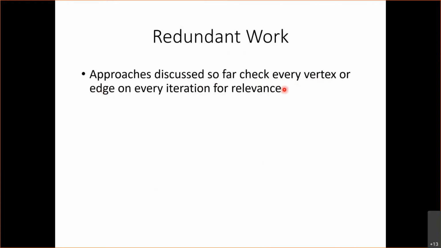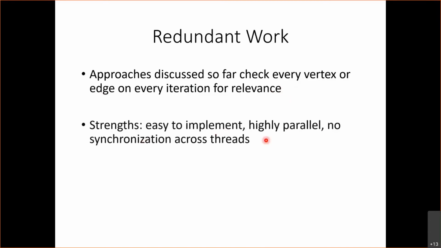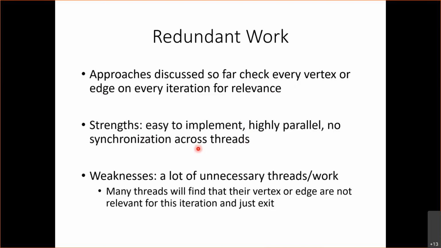The advantage of this is that it's easy to implement. It's highly parallel, it's very easy to extract parallelism this way, and also we don't have to synchronize across threads. All the threads here were operating completely independently of each other. None of the threads had to talk to, synchronize with, or communicate with the other threads to figure out what they were doing. The weakness of this approach, like you have been observing, is that we are doing a lot of unnecessary work, because many threads will just find that their vertex or edge is not relevant for this iteration and they will exit.